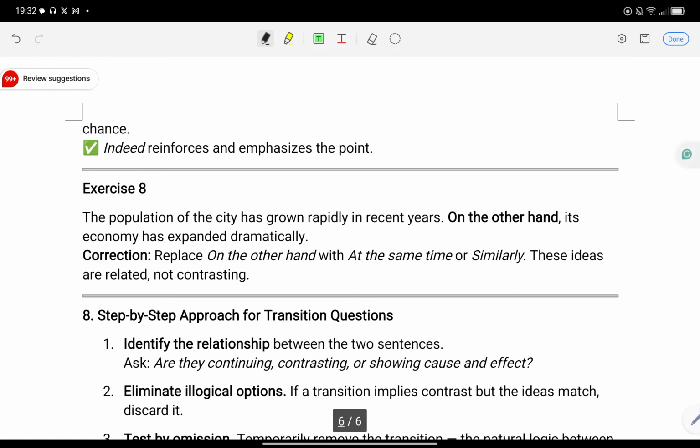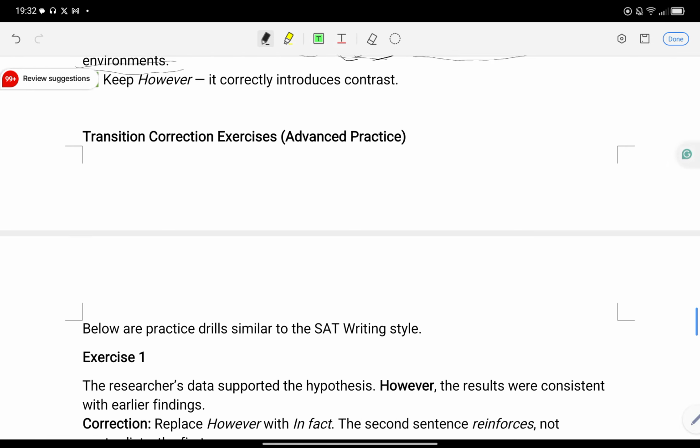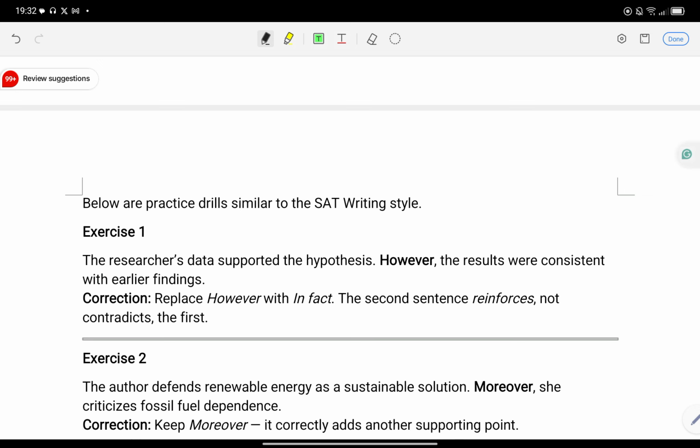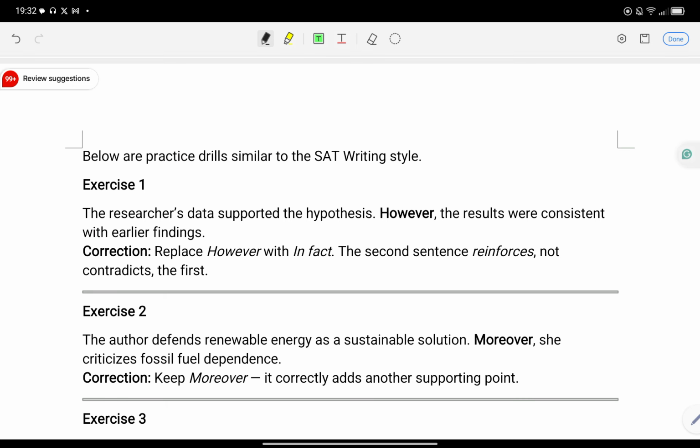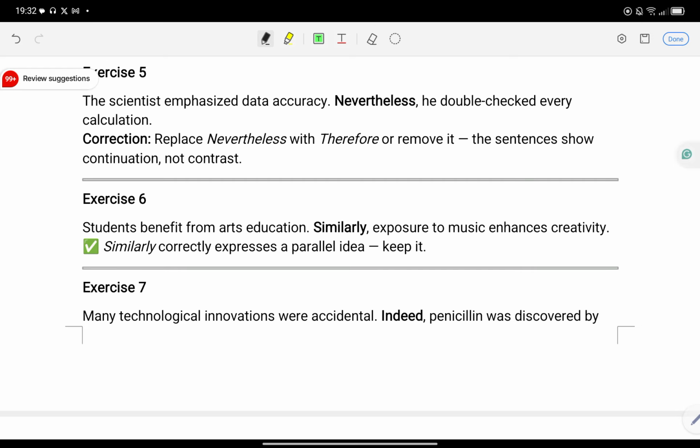So yeah, that's it. You can go through this on your own to see similar question types. You can always pause and read.